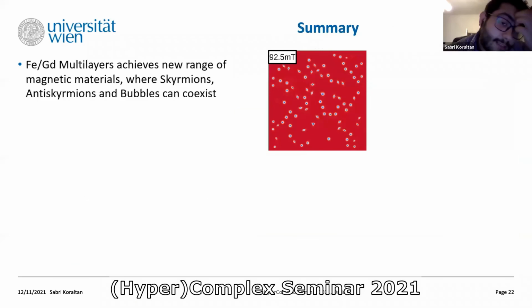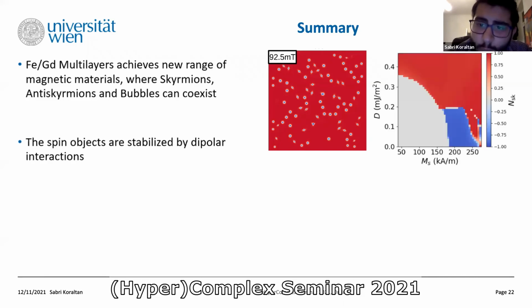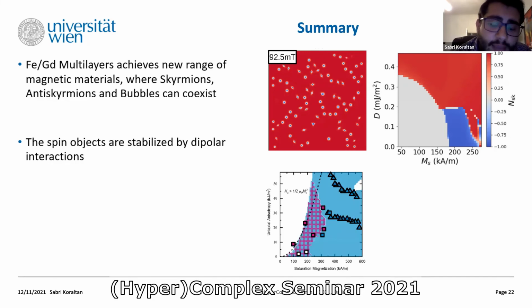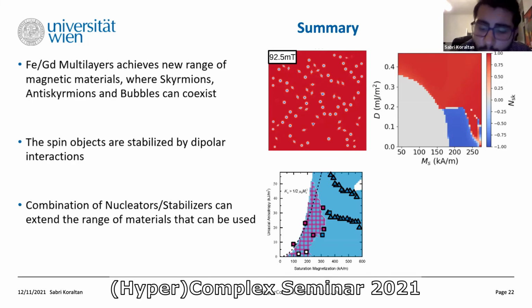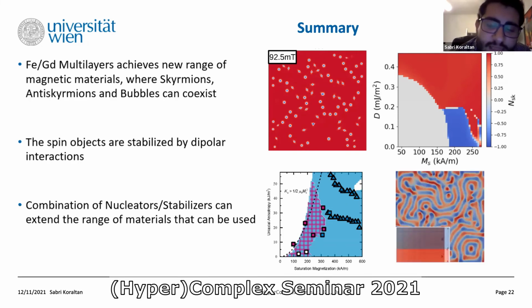To briefly summarize the results: we have seen that in iron gadolinium multilayers, by the insertion of iridium layers, we were able to achieve a new range of magnetic parameters where skyrmions and antiskyrmions could coexist. In experiments, we have also provided the first demonstration of a second order antiskyrmion, and we have seen that it's all dipolar interactions. We don't really need DMI in the system, and we also provided a recipe on how to stabilize the systems, and one can also extend it by using nucleators and stabilizers as a technique.